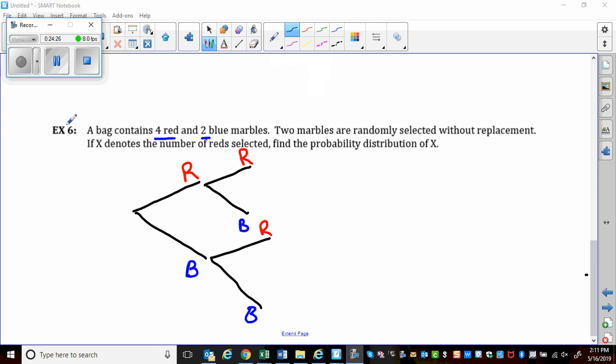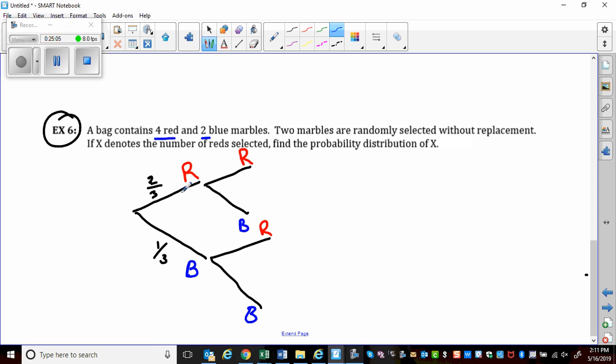This is the last problem I'm going to go over. Example 6. So a bag contains 4 red marbles and 2 blue marbles. 2 marbles are randomly selected without replacement. So this one, remember, if we don't put it back, then we're going to subtract 1. If X denotes the number of red selected, find the probability distribution of X. I'm going to do a tree diagram. The probability of red is 4 out of 4 plus 2 is 6. So 4 out of 6 is 2/3. So that means that the probability of blue is going to be 1/3. Gotta find a red or a blue.